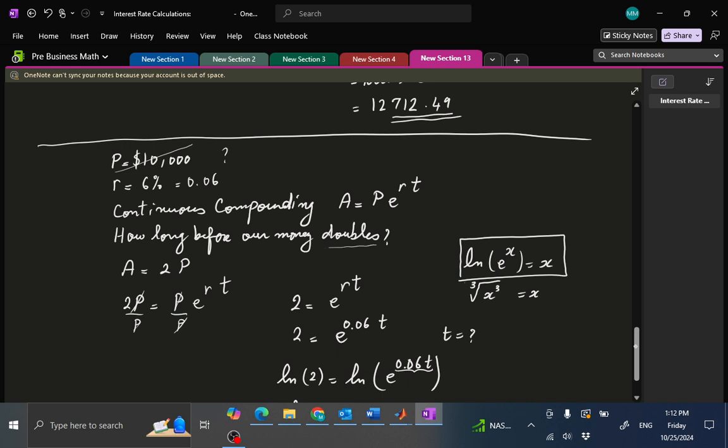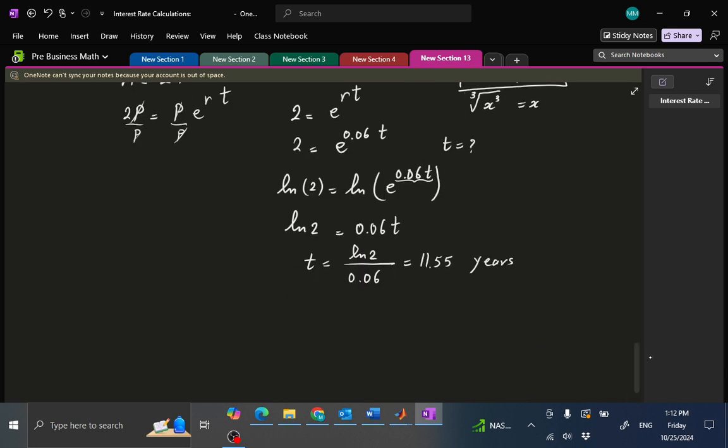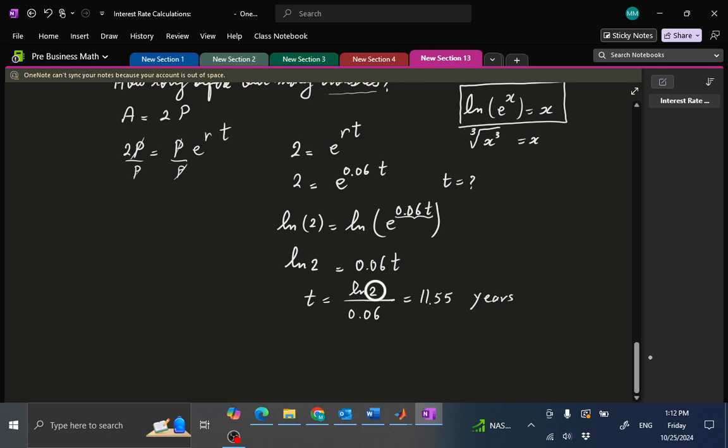So you can answer a similar question, how long would it be until the money triples or quadruples and so on. The only thing that is going to be different is that instead of the logarithm of 2, you're going to have the logarithm of 3 or 4 or whatever the multiple happens to be. So that was one example.